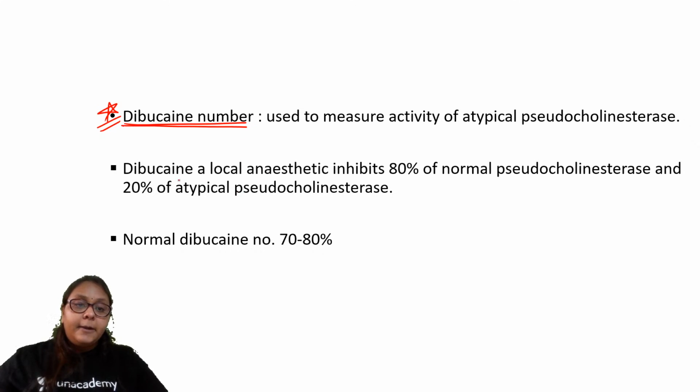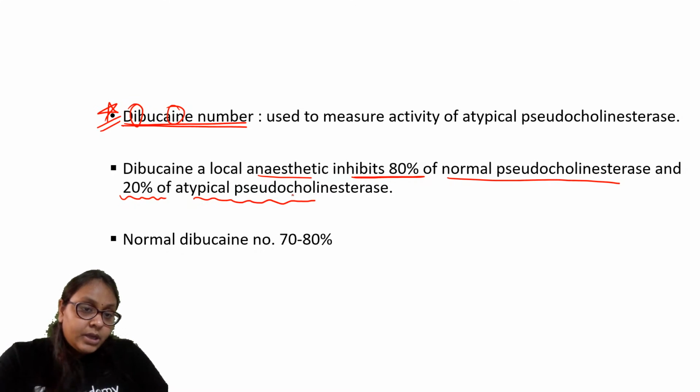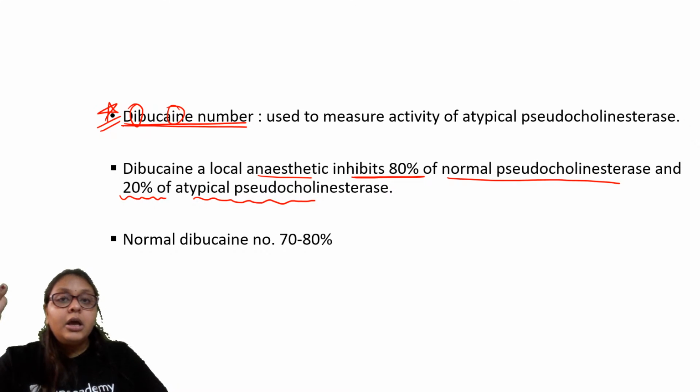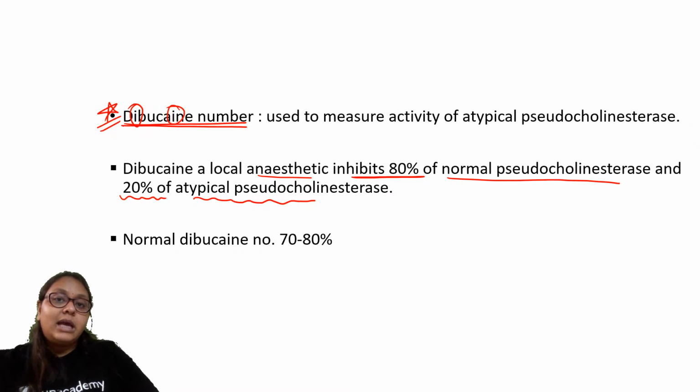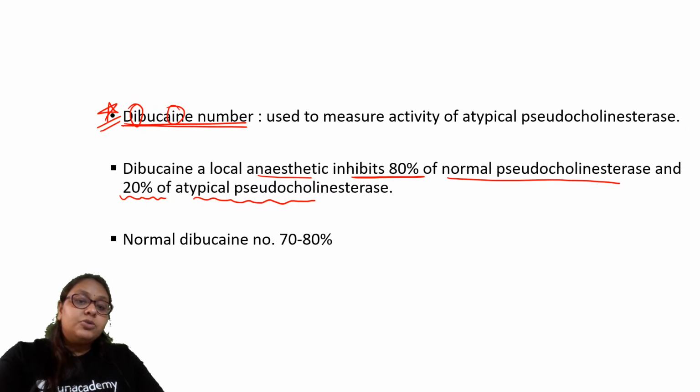Okay? Dibucaine is a local anesthetic. What is Dibucaine? I told you it is a local anesthetic. A mild local anesthetic that inhibits 80% of normal pseudocholinesterase and only 20% of atypical pseudocholinesterase. So Dibucaine, a local anesthetic, will inhibit the normal pseudocholinesterase more than the atypical pseudocholinesterase, and this Dibucaine number is used to measure the activity of atypical pseudocholinesterase.